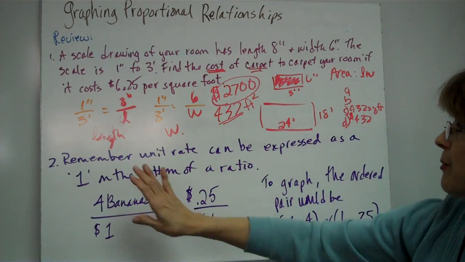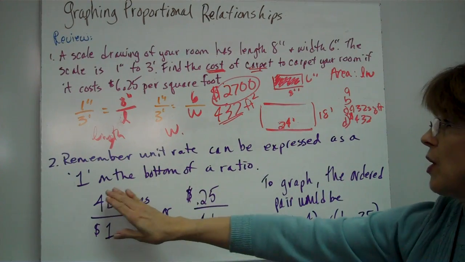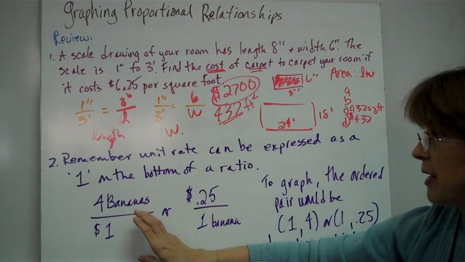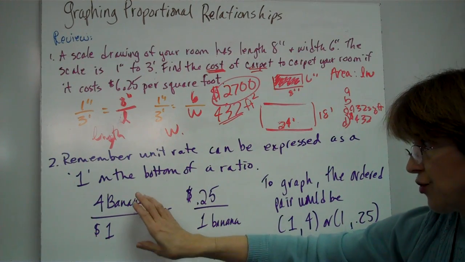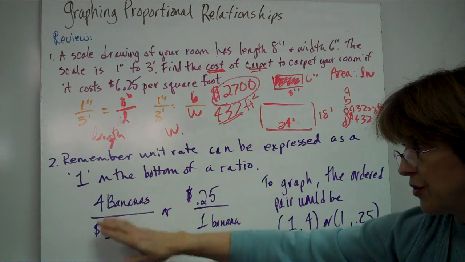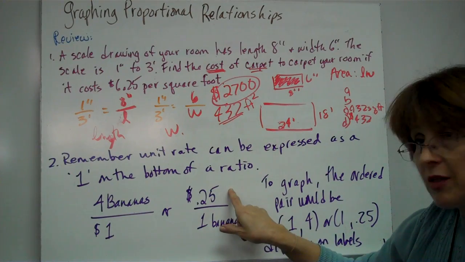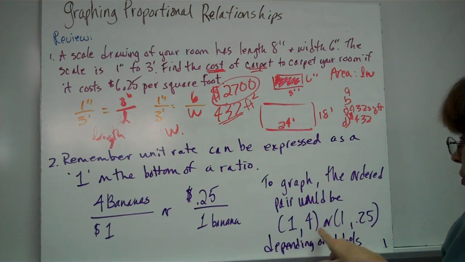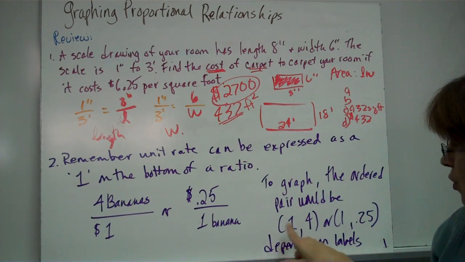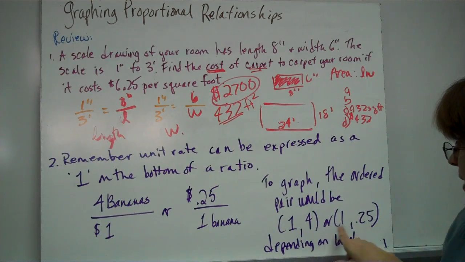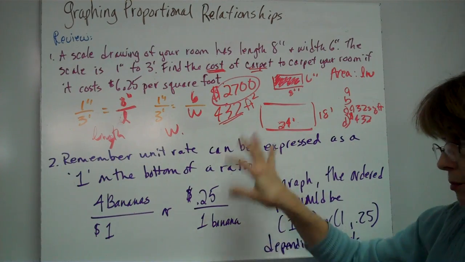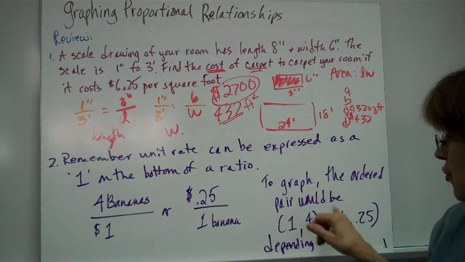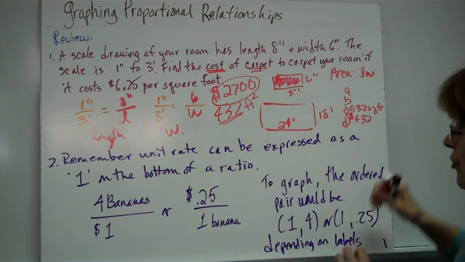Okay, the second thing I want you to remember is that unit rate can be expressed as 1 on the bottom of the ratio, which you know. But it could be 2 different ways to think about it when you're talking about money and prices of things. You can have 4 bananas cost $1, that's a unit rate, or 1 banana will cost 25 cents. Okay, to graph, the ordered pair would be (1, 4) or (1, 25), depending. See, your 1 is the x. And then if they graphed money or bananas, however they did the graph on the side, that would be whether you do the 4 or the 25. And you'll understand that as we go through.